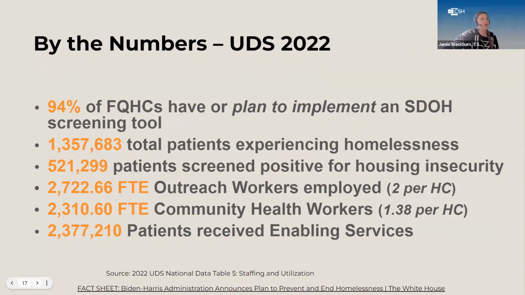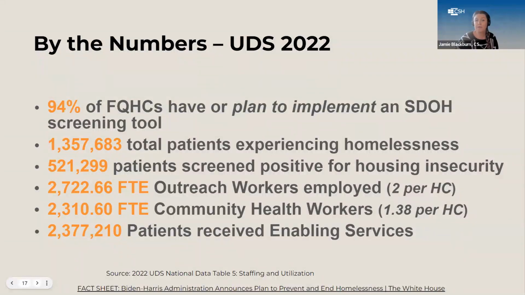So what do we know from the most recent UDS data for 2022 that speaks to a little bit of housing insecurity or homelessness that we're seeing amongst our patient populations? So we know that 94% of federally qualified health centers across the country either are already screening for social determinants of health or have plans to implement a screener, such as PRAPARE or otherwise. That's the most popularly used, but certainly not the only one.